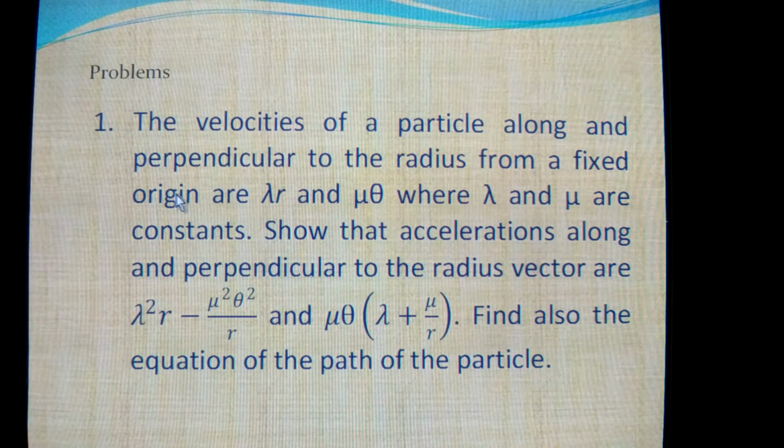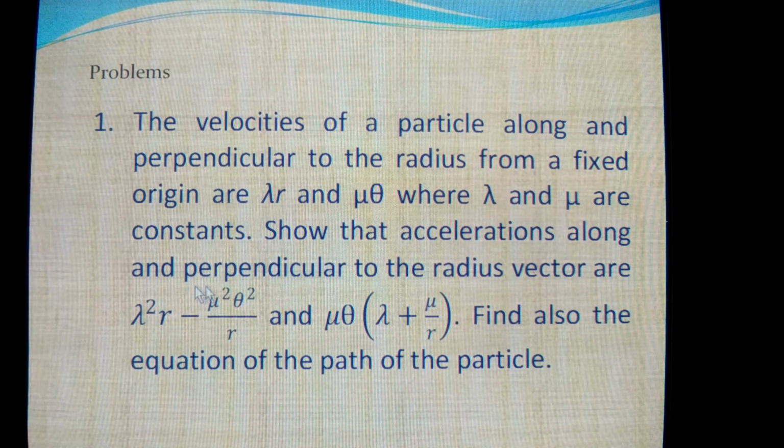Now we solve some problems. Problem one: the velocities of a particle along and perpendicular to the radius from a fixed origin are lambda r and mu theta, where lambda and mu are constants. Show that accelerations along and perpendicular to the radius vector are (lambda square r minus mu square theta square by r) and mu theta into (lambda plus mu by r). Find also the equation of the path of the particle. So this is the problem.